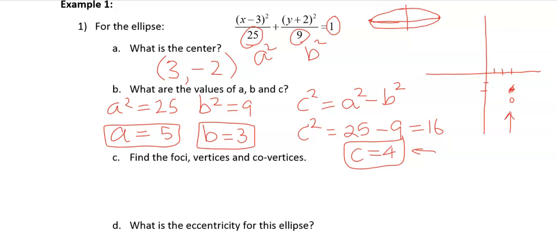Left and right. Okay, so here's my center. I go to the left to get this vertex. I go to the right to get this vertex. And also my foci, which will be somewhere in here, somewhere on that major axis. I go up and down to get my covertices. Now remember, the A and the B stand for something, and so does the C. A is the distance from the center to each of the two vertices. Now remember where my center is. It's actually at (3, −2). Let me put 3 and negative 2 there.